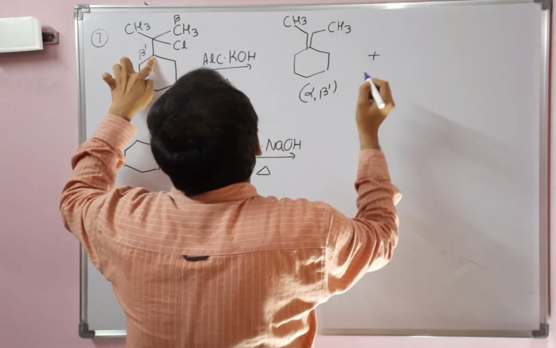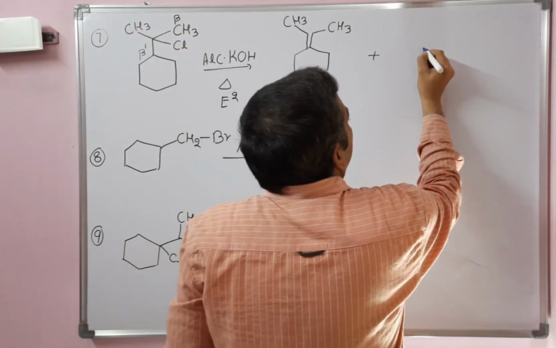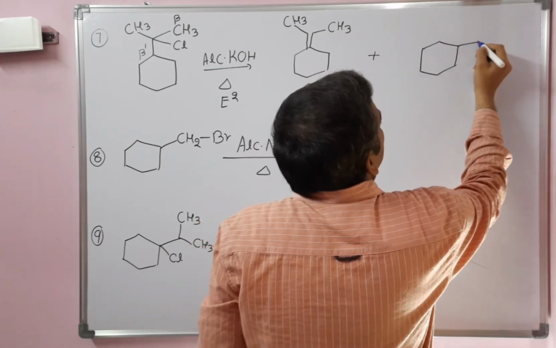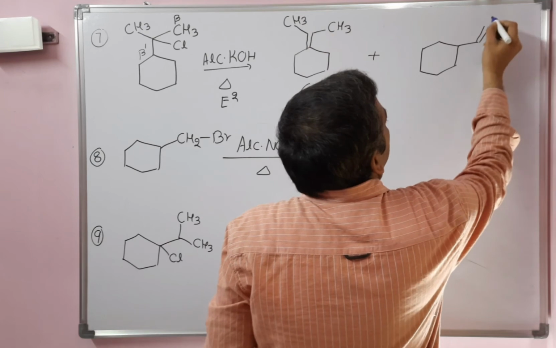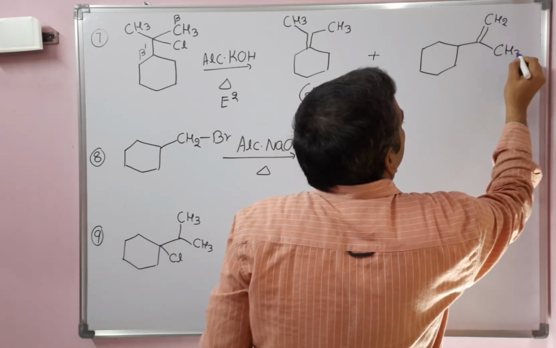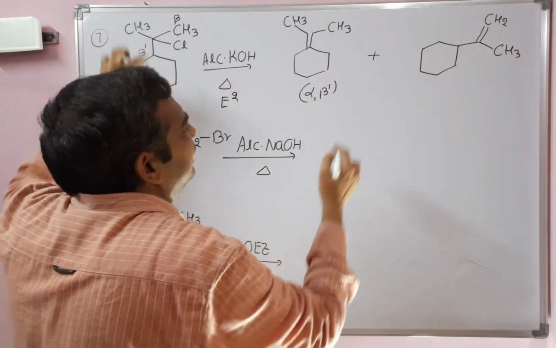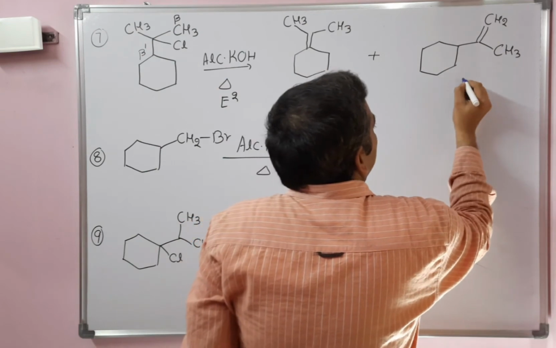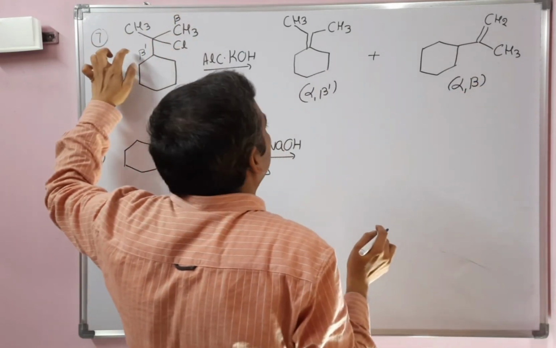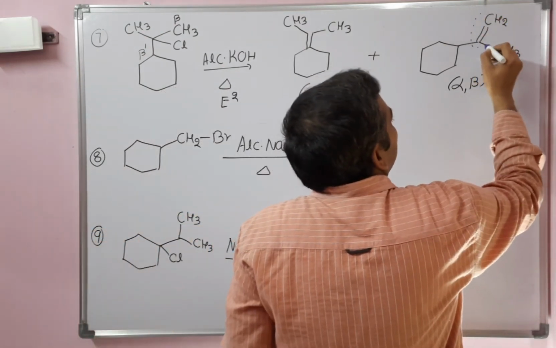The other possible product is, if base abstracts a proton at beta carbon, then the product obtained is the cyclohexyl group. I will write like this. Okay, so double bond, CH2 and CH3. If base abstracts a proton here, we will get a double bond between these two carbons, methyl and this one. Okay, so this is because of the alpha beta elimination. Among these two products, which is major and which is minor?